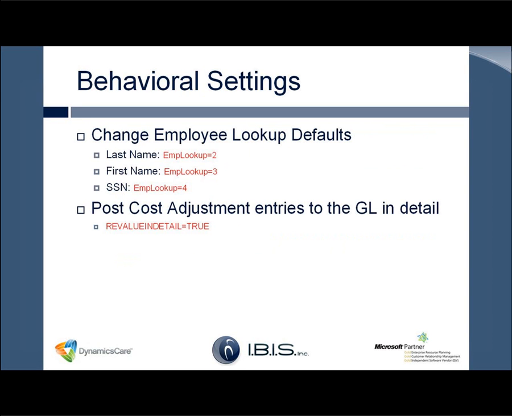How about some behavioral settings? If you work with payroll, you can change the way that employee lookups default, by last name, by first name, or by social security number, simply by plugging in EMP lookup equals 2, 3, or 4.